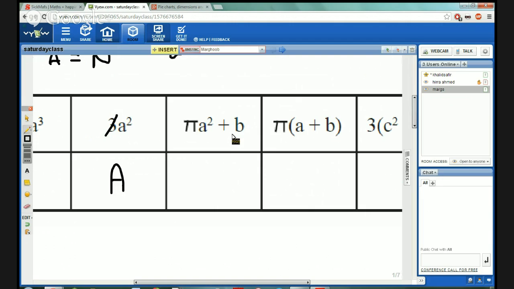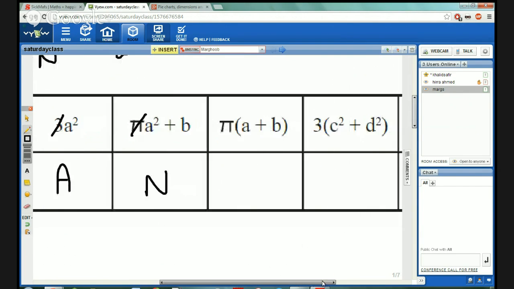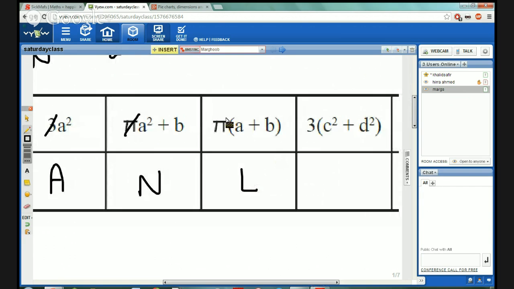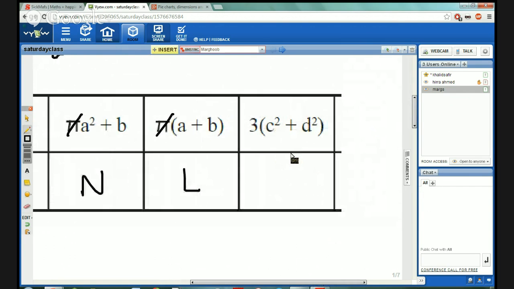Okay, Margoob, I'm going to quickly check. What is this? I put it as nothing. It's a nothing. Very good, because basically pi goes nothing. An area plus a length is a nothing. And the next one? I put it as length. Excellent, you're getting good at this now. And the next one? That is an area. You got it, because 3 doesn't make any difference. Go to the next question.